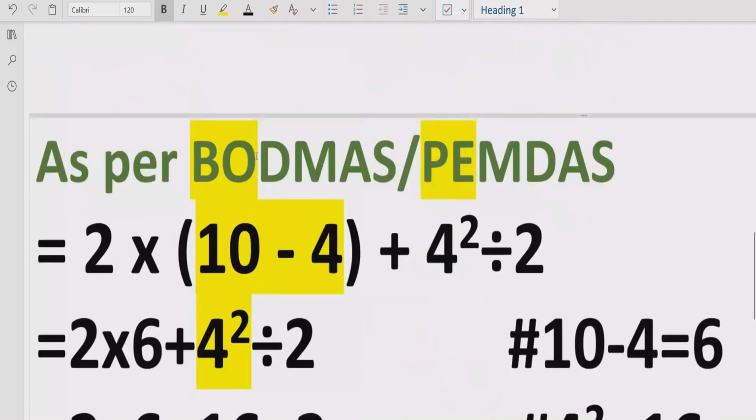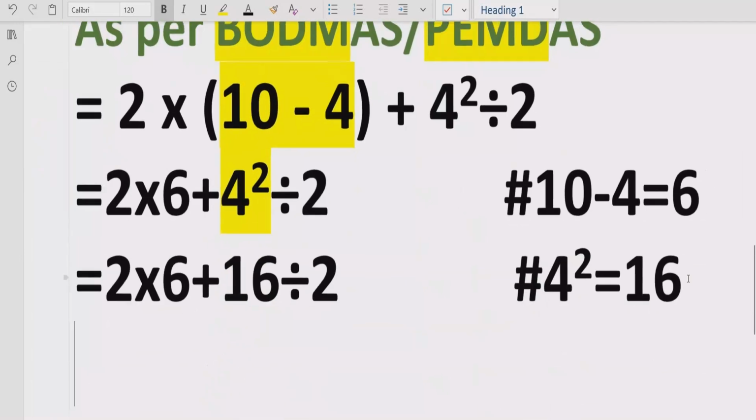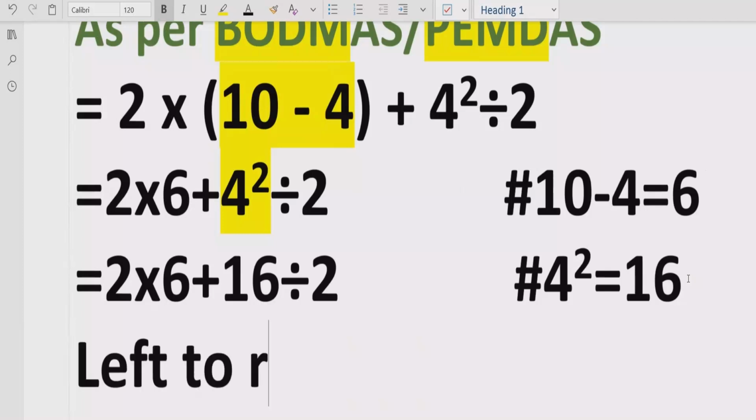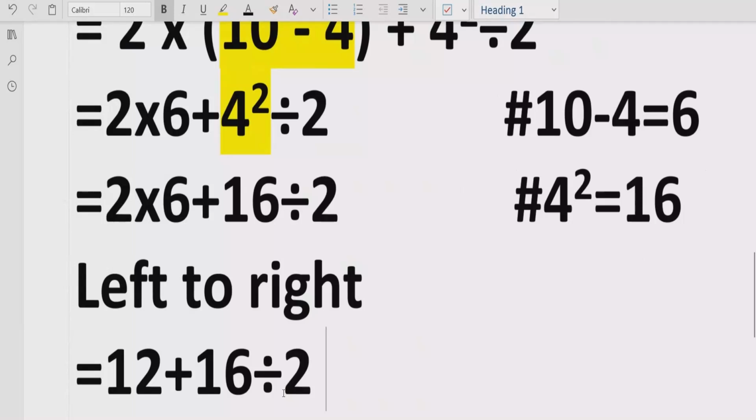Now we have to solve step number 2, the division and multiplication. You might say, I'm using BODMAS, so I will solve the division first, and someone says, I'm using PEMDAS, so I will solve the multiplication first. No, the rule is the same for both. You have to go left to right and find out which is coming first. So now we have 2 multiplied by 6. We will write 2 multiplied by 6, which is 12, plus 16 divided by 2. We will write the rest as it is. And here we have to give the reference.